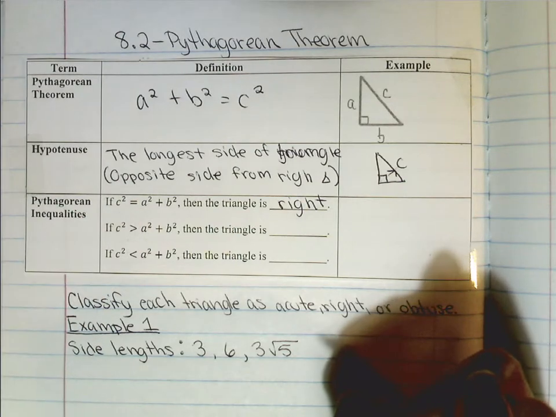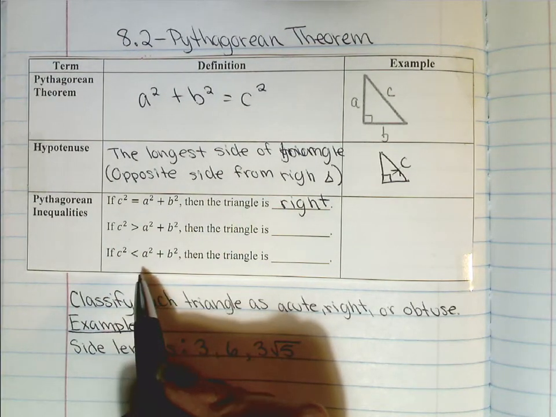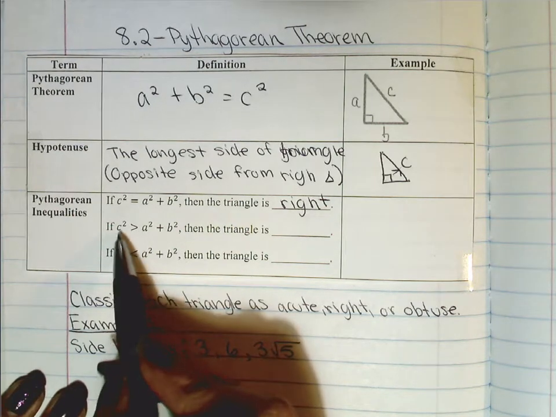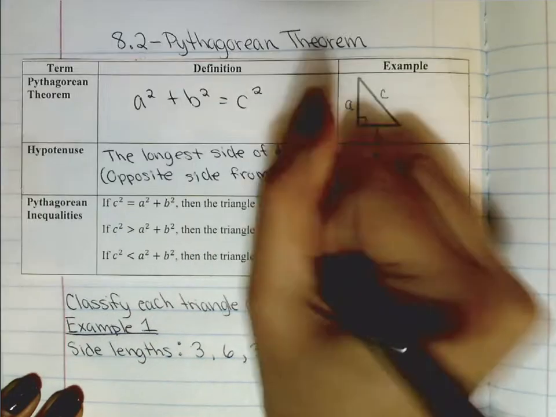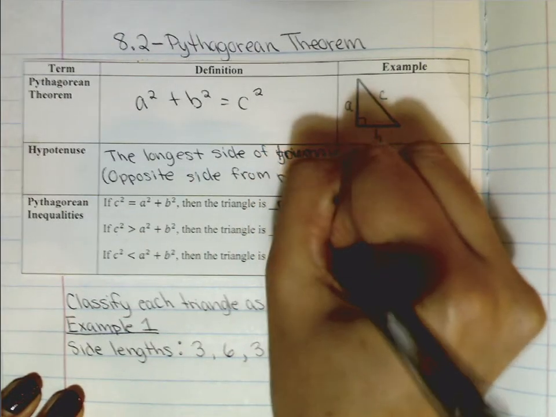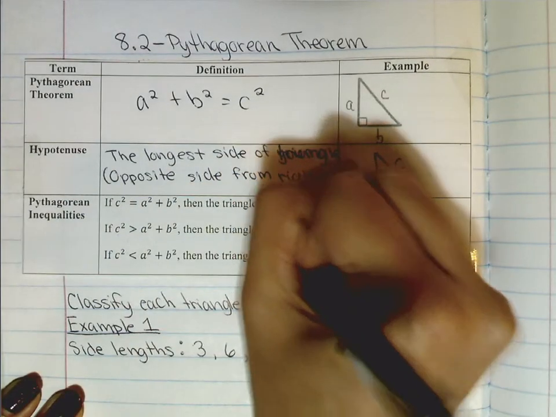And we can also determine if the triangle is not right. We can use these inequalities to determine if it's obtuse or acute. So if c squared is greater than the sum of a squared and b squared, that is obtuse. And if c squared is less, then it'll be acute.